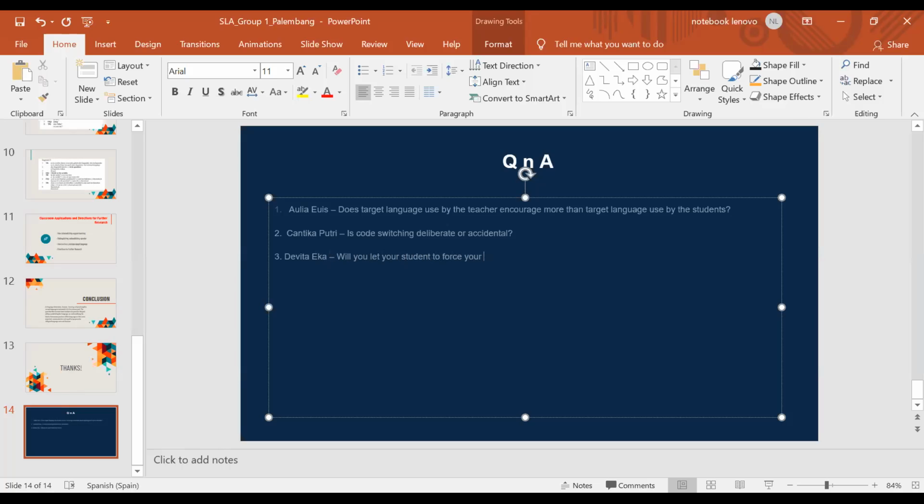If I were a teacher, I will use code switching. Because, as we know, code switching is the process in which we mix the first language and the second language. As we know, our mother tongue is Indonesian, right? So it's possible for us to use the second language in the process of learning and teaching in order to make the students try to speak the second language. So if I were a teacher, I will make sure that code switching is used in my classroom. Did I answer your question, Devita?